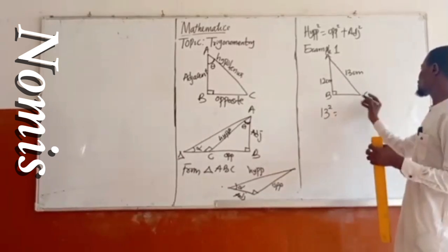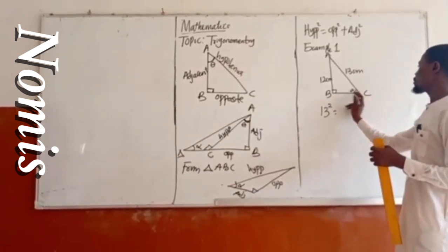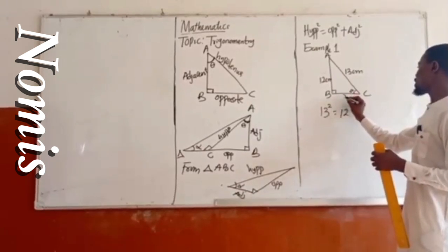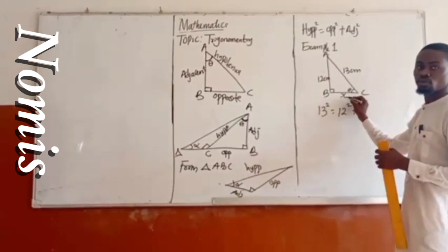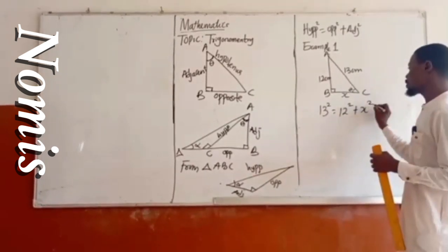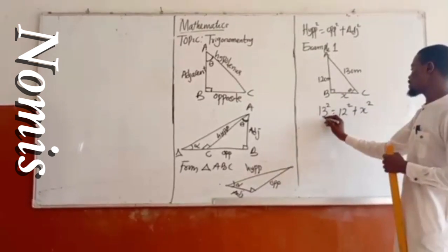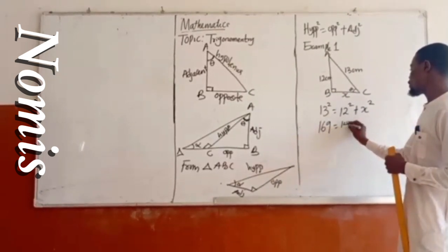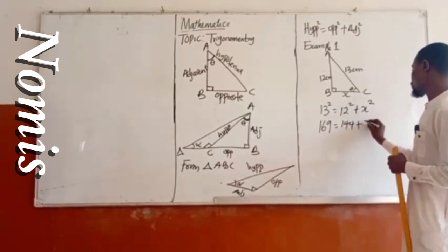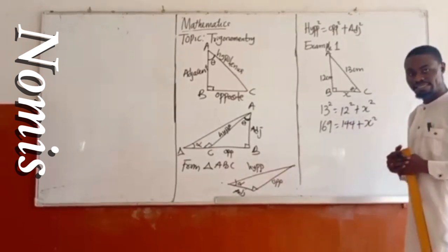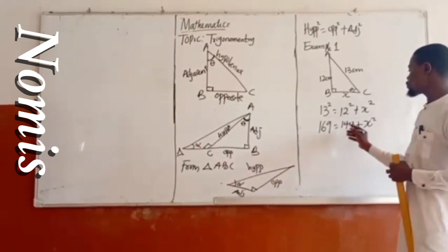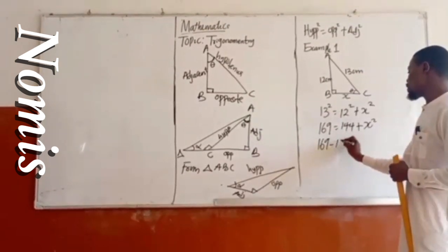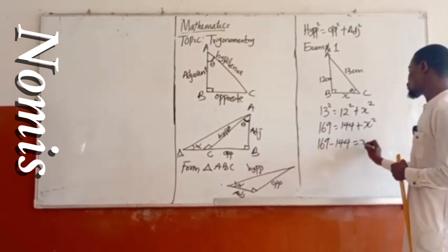where the angle is facing. We don't know where the angle is facing, but if I introduce an angle here, where it's facing is 12 squared plus, I can assume that the side I don't know is x, which is x squared. Which means we have 13 times 13, which is 169, is equal to 12 times 12, 144, plus x squared. So what I need is x squared, so we have to take this one to the other side, where we have 169 minus 144, which is equal to x squared.